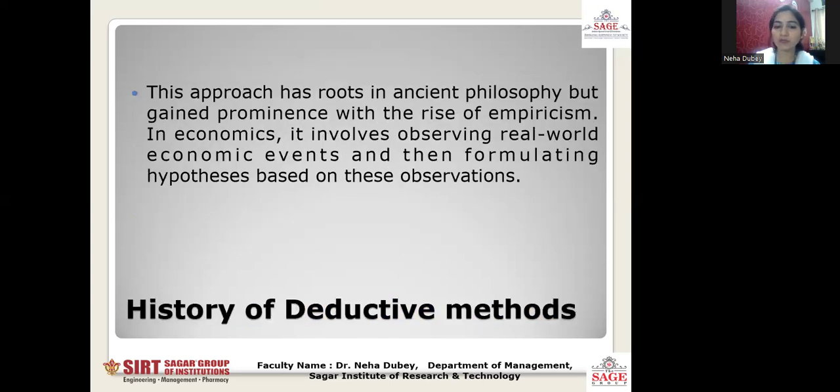Now, the history of deductive methods. This approach has roots in ancient philosophy, but gained prominence with the rise of empiricism. In economics, it involves observing real-world economic events and then formulating hypotheses based on these observations.